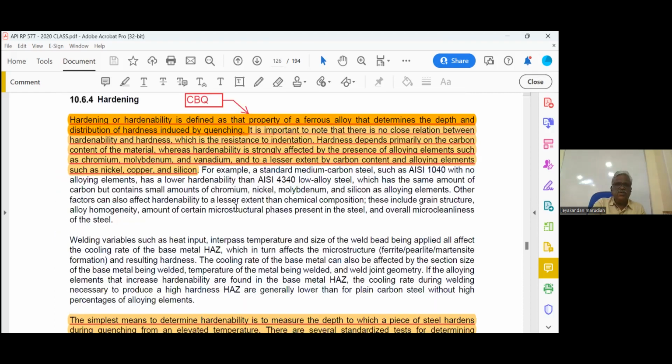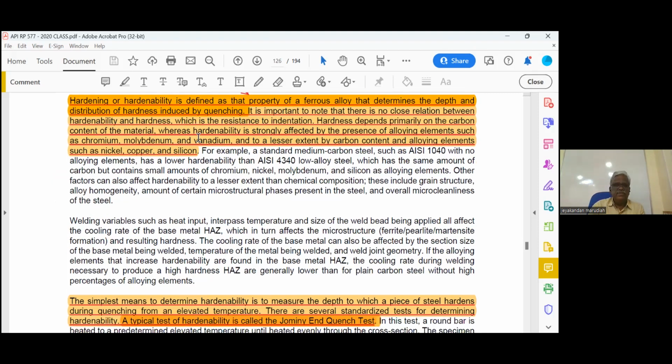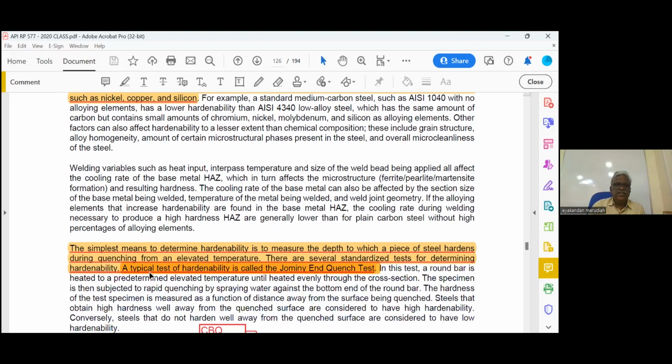The next page, 117, hardening. Hardening or hardenability is defined as the property of ferrous alloy that determines depth and distribution of hardness by quenching. That is closed book. Then this one line, a typical test of hardenability is called a Jominy end quench test.